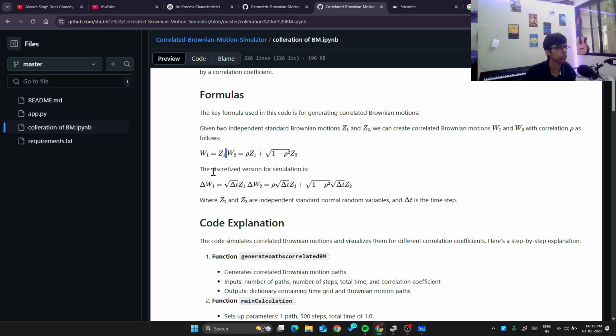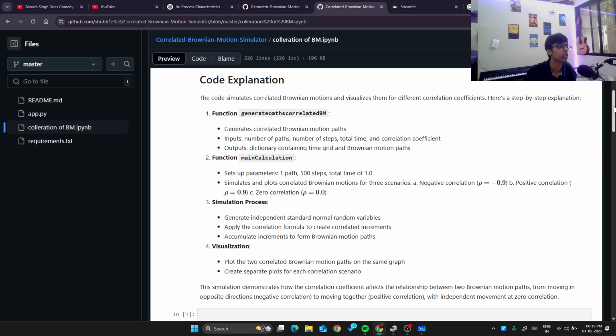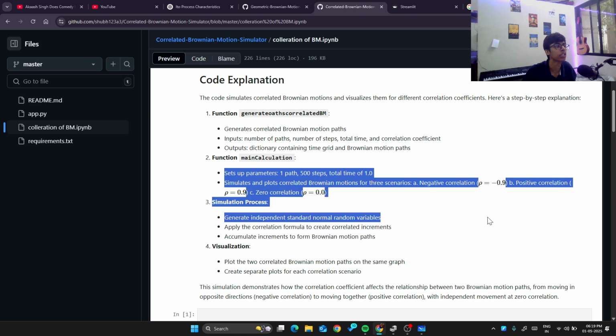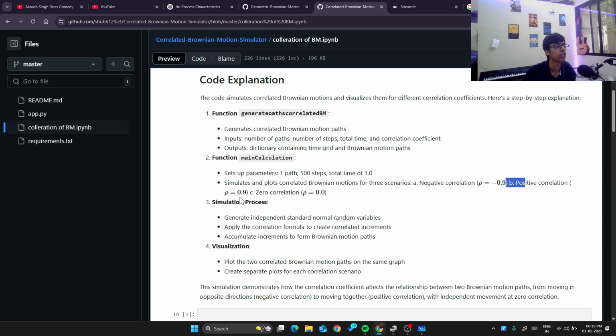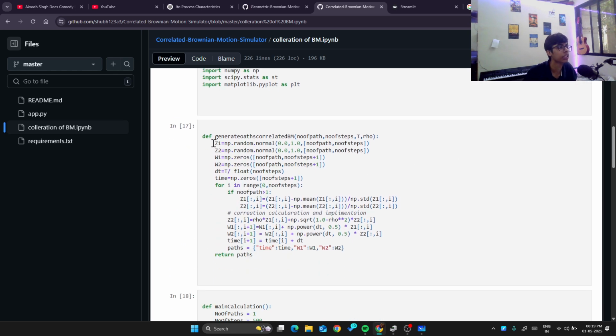Okay, the discretization version would be this. We discretize it like delta W1 equals root delta t Z1, and delta W2 equals root delta t times rho Z1 plus, this is the formula. Let's see the code. Okay, first generate the correlative Brownian motion and set the parameters, first 0.90, and then we will consider the other case, and you have seen the code.